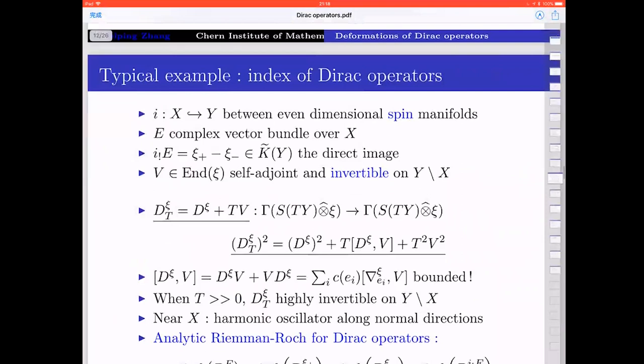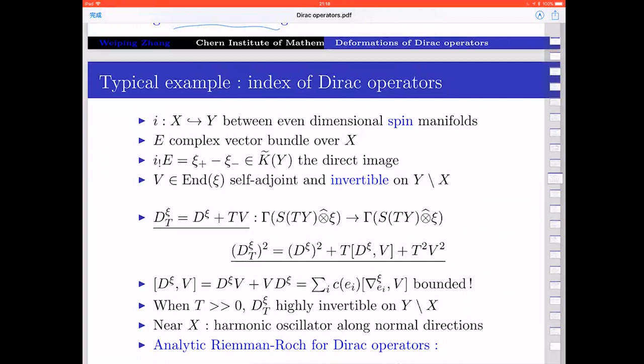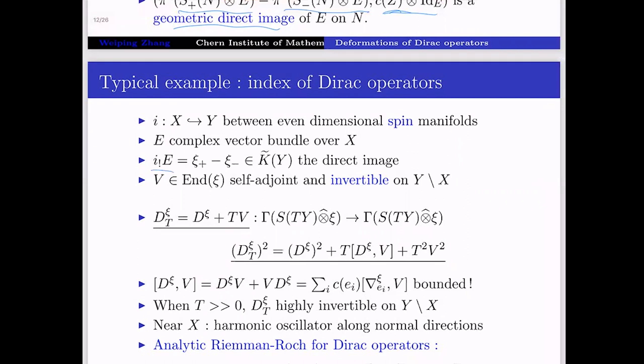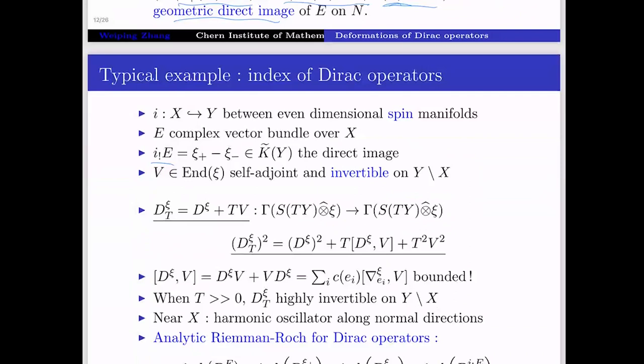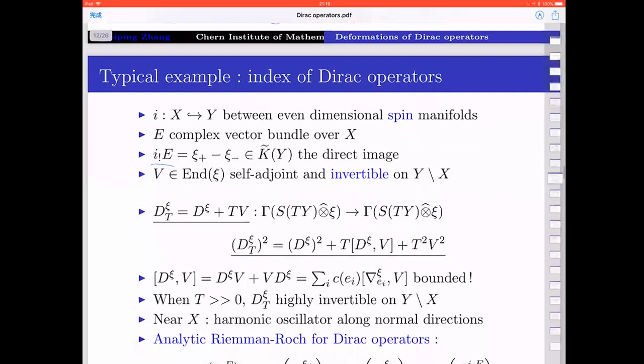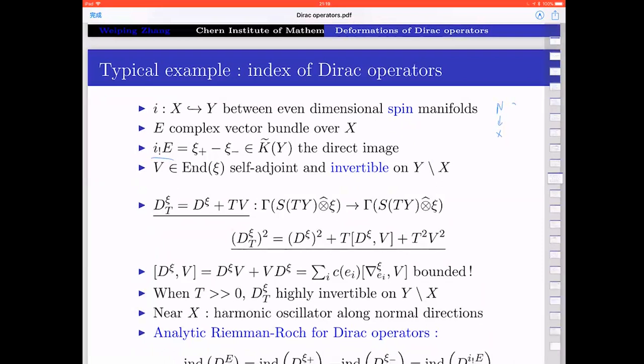Now we take an embedding between two even dimensional closed spin manifolds, X embedded in Y. Then the direct image can be extended, because the direct image is invertible on the boundary of the normal bundle. So then this vector bundle we take as the normal bundle of X in Y. Then in TY restricted to X, we take the direct image, and it can be extended, using some trivial bundle anyway, to a vector bundle on the big Y. Then this C hat N would extend to some V, an endomorphism of this, which will be invertible outside X, just like C hat Z is invertible outside X.